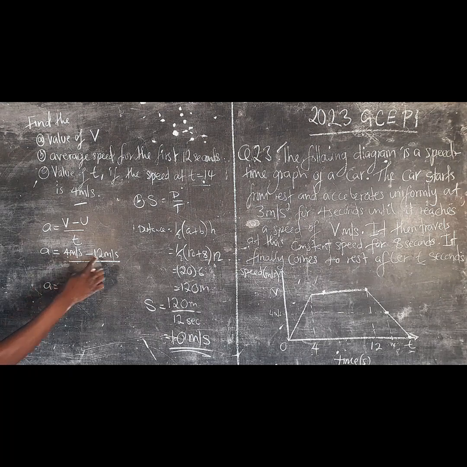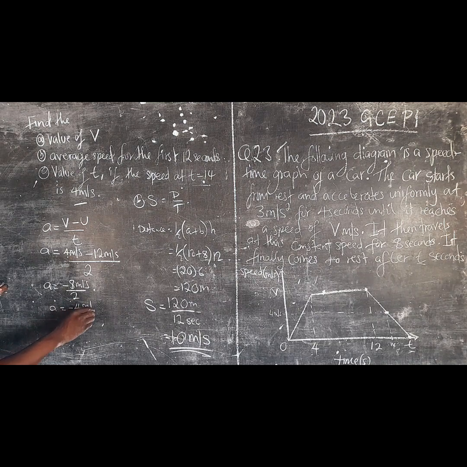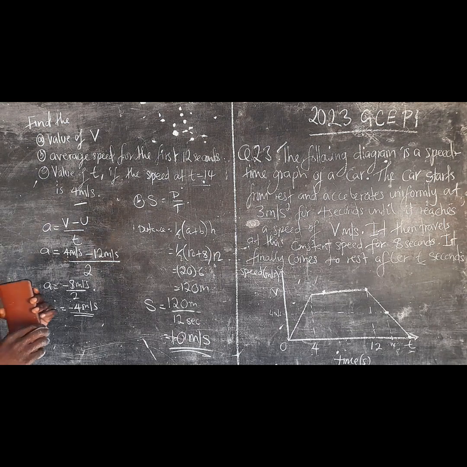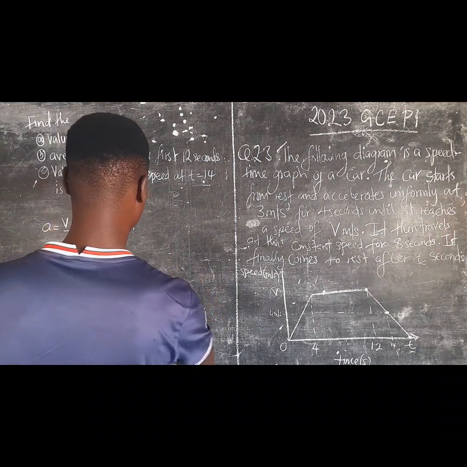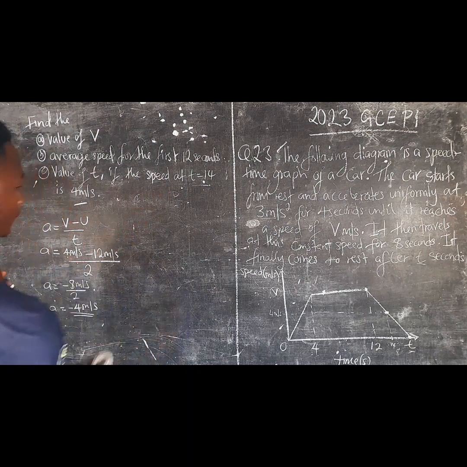All right, 4 minus 12 is negative 8 meters per second. Negative 8 divided by 2 is negative 4 meters per second. And this is the deceleration. And it's not the final answer, by the way. It's just the deceleration. Let's create some space.